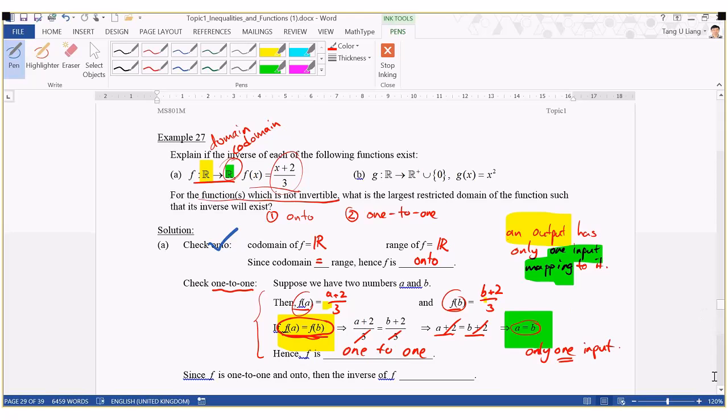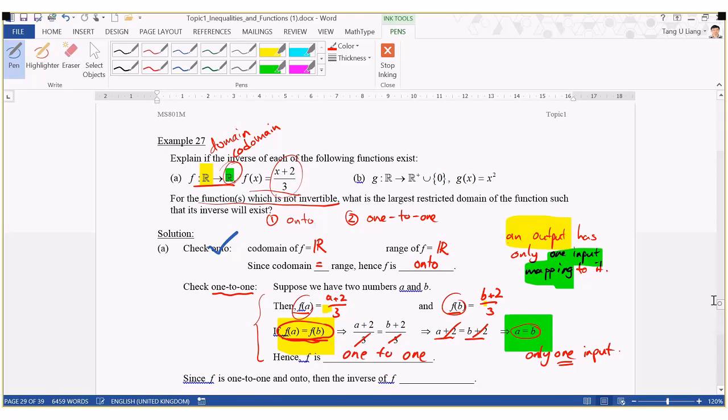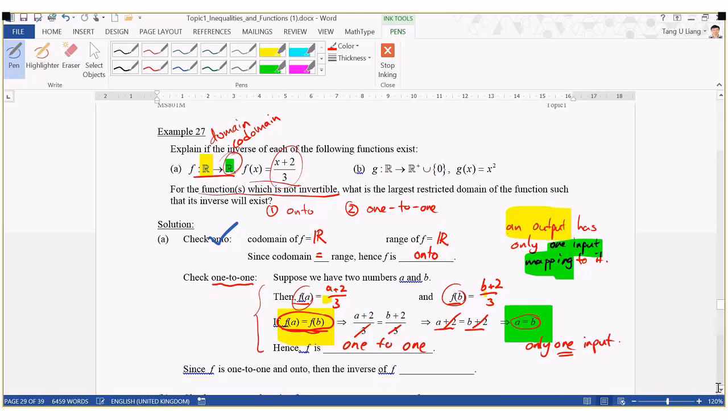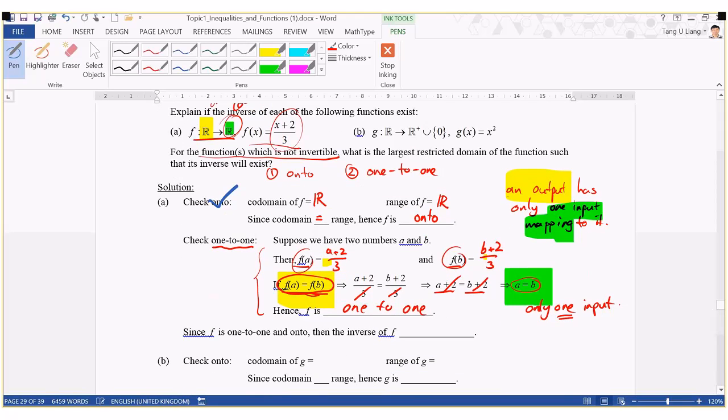I will show you with example 28 to do this another time. But for now, just an introduction to how to show something is 1-to-1. First, you start with f(a) equals f(b). Then you try to simplify the resulting formula down to a equals b. If you are successful, then you can say that f is 1-to-1. Because you have successfully shown that one output is mapped to by one input only.